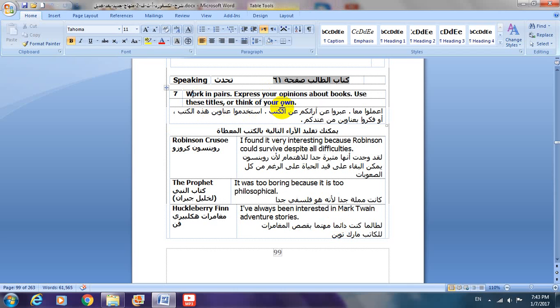Work in pairs. Express your opinion about books. Use these titles or think of your own.